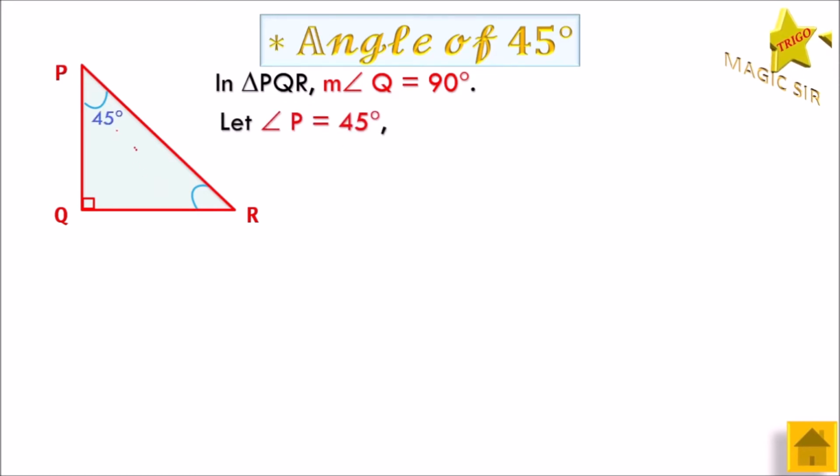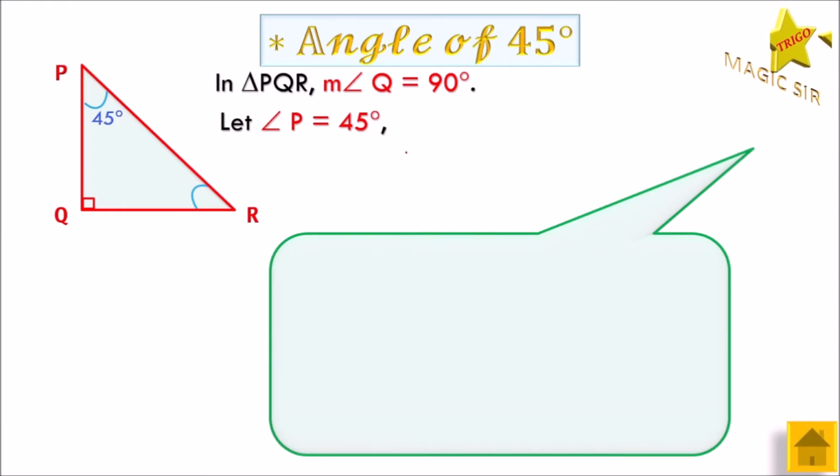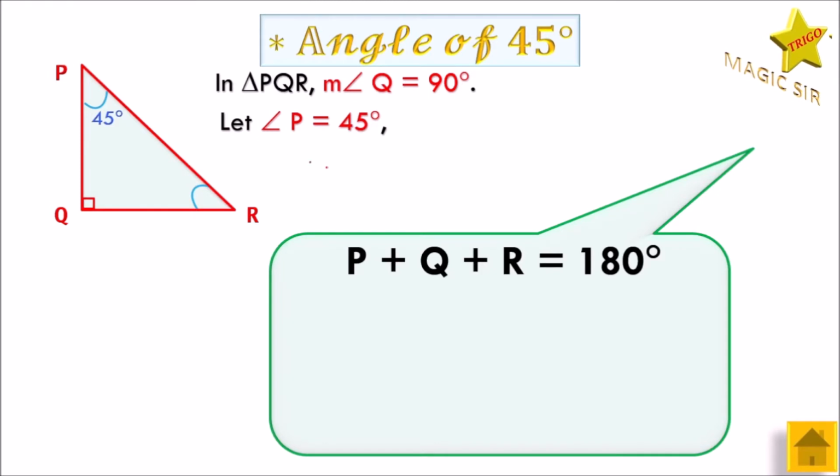If we take angle P is equal to 45 degree and P plus R is equal to 90 degree, then it is clear that angle R is equal to 45 degree because 90 minus 45 is equal to 45. So it is clear that angle R is equal to 45 degree. Is it clear? If not, look at the speech bubble.